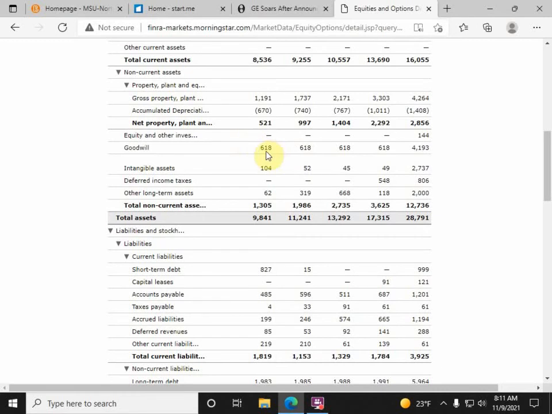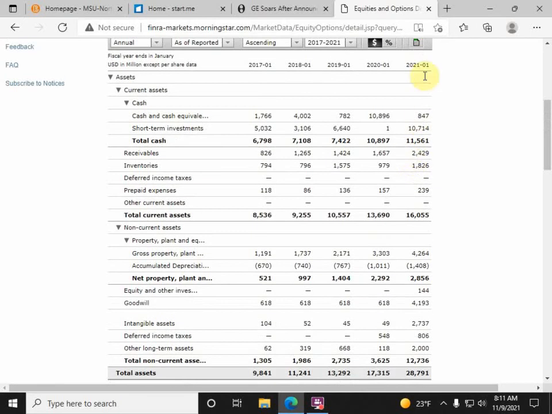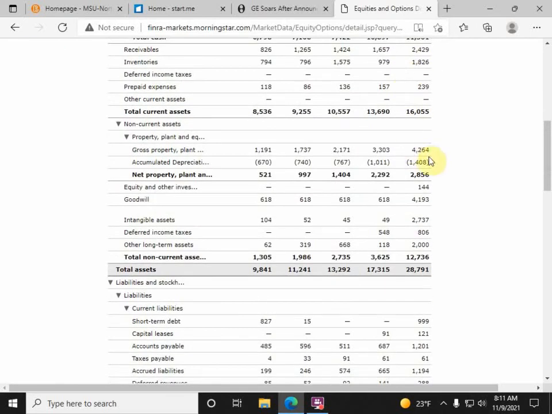Now I jump down to here, though, and I go 618. Holy cow, what happened here? In 2021, we had a jump in goodwill of $4.2 billion. What happened? Okay. Now I'm going to go down a little bit further. We also had a jump in intangible assets of $2.7 billion. And again, those were kind of a nothing, right? So, boy, there's $6 or $7 billion that have changed. I almost guarantee you it's an acquisition.